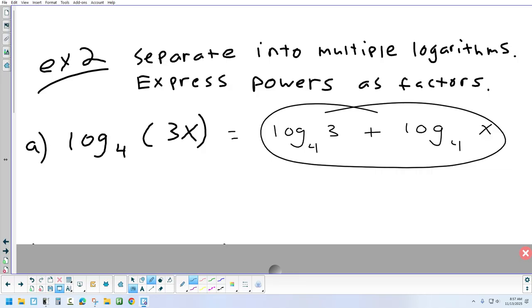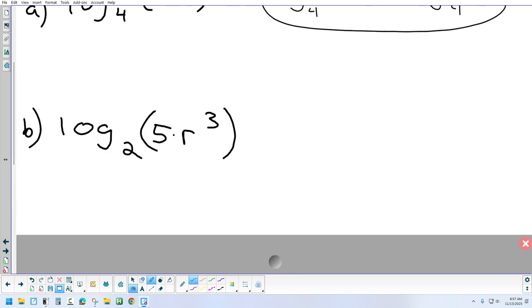Any questions on that? So there were no exponents in them. Let's look at B. Log base 2 of 5r cubed. Okay. How is this one going to split? Will it be a sum or a difference? Yep. Sum. Right? Overall, it's just something times something. So we'll have a sum of 2 logs.